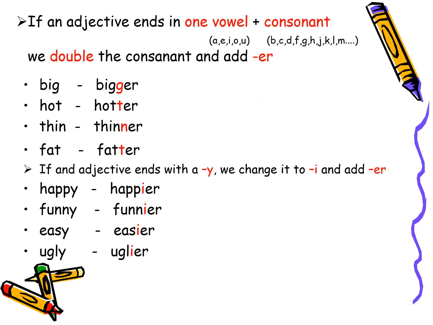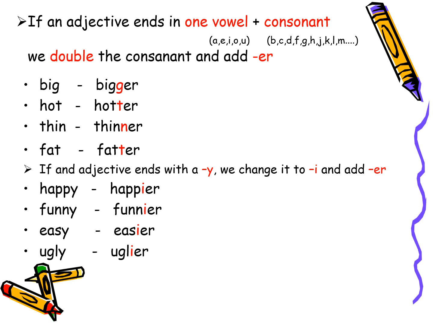If an adjective ends in one vowel, and we know vowels like A, E, I, O, U, plus a consonant, and you know consonants, right? So we double the consonant and add -er, like big, bigger. We have two G's here. Hot, hotter. Thin, thinner. Fat, fatter.